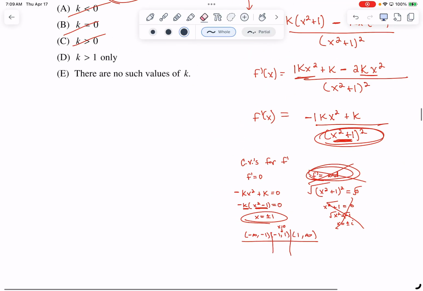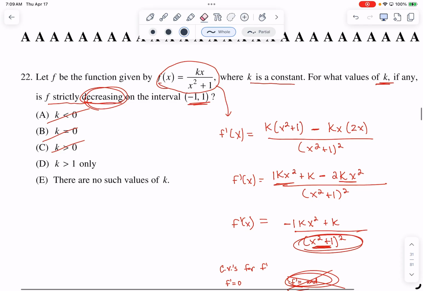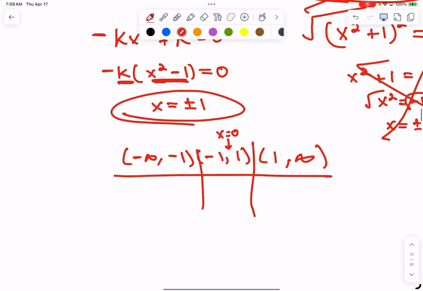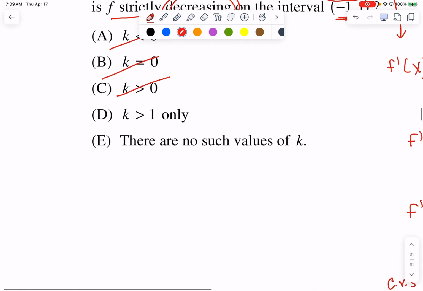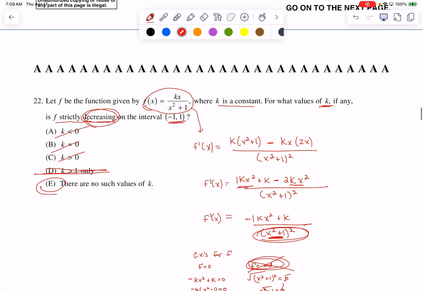Well, it says for any values of k, if f is strictly decreasing, and it's not strictly decreasing. Okay, you have a positive, you have a negative, you have a negative. Strictly decreasing means it's decreasing over the whole thing, but we have somewhere it's increasing. So the answer is E. There are no such values. Thank you. I was not reading the question.